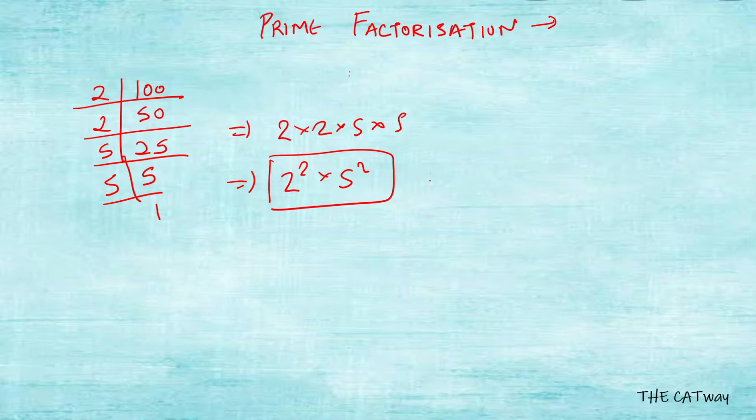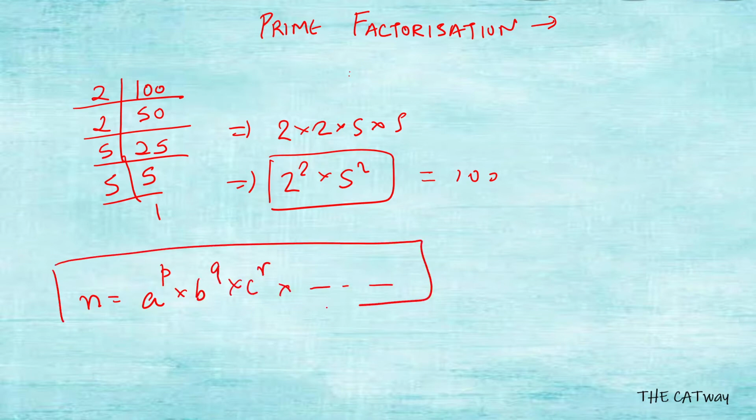The general notation of prime factors is: n, the number, is equal to a to the power p into b to the power q into c to the power r and so on. Now this general notation will be used everywhere where we have to find the sum of the factors, the number of factors, and the product of the factors. We will need this general notation of prime factorization for the number we are going to find these things for. Now a few properties about prime factors.